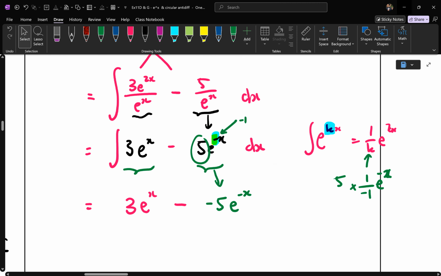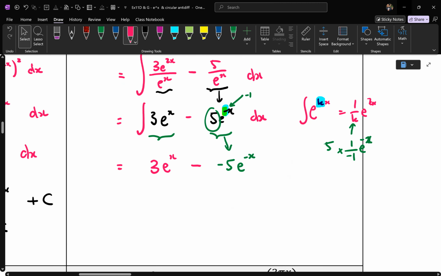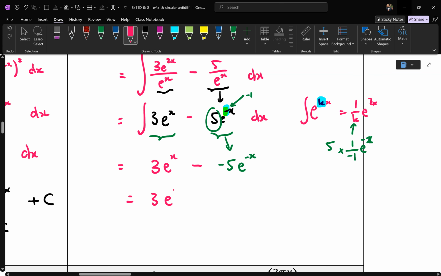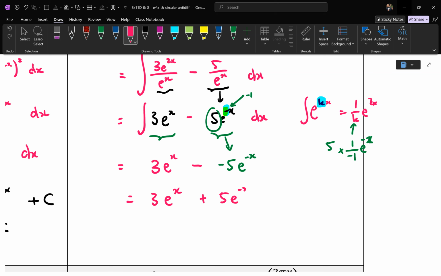That's an exercise to practice. Yeah? All right, putting them all together, that gets you now 3e to the x minus a negative is plus 5e to the negative x. And don't forget plus c. Again, rewrite that without the negative powers, but this is an exercise, so likely they're okay with your answers there.